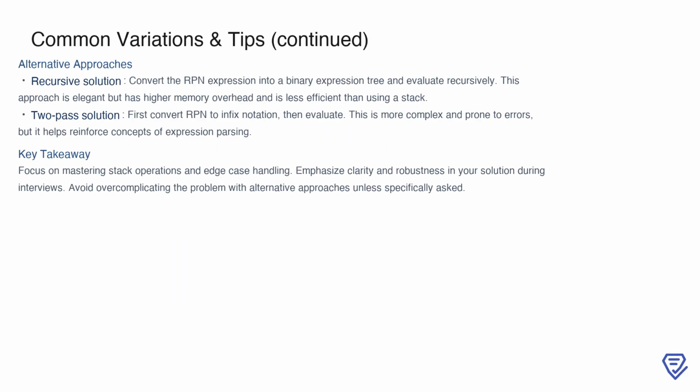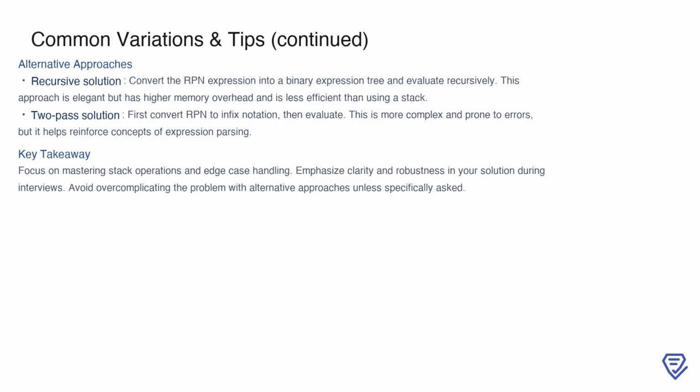Finally, let's explore some alternative methods to solving this problem. One option is a recursive solution, where you convert the RPN expression into a binary expression tree and evaluate it recursively. While this approach is elegant and can deepen your understanding of expression trees, it comes with higher memory overhead and is generally less efficient than using a stack.